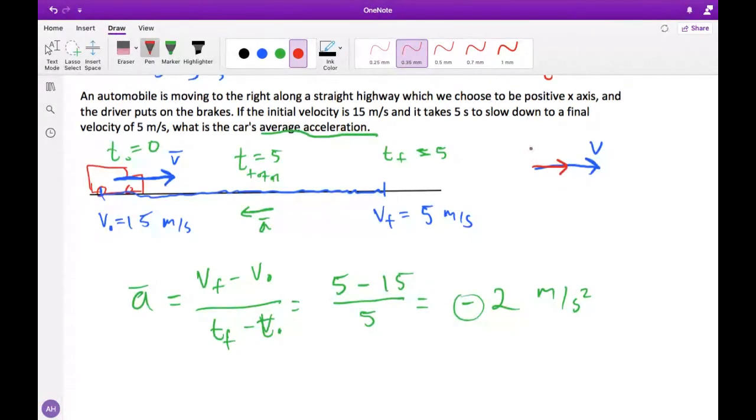So if this is our acceleration vector and our velocity vector pointing in the same direction, this means an object is speeding up. And if the velocity vector is in the opposite direction of the acceleration, then the object is slowing down.